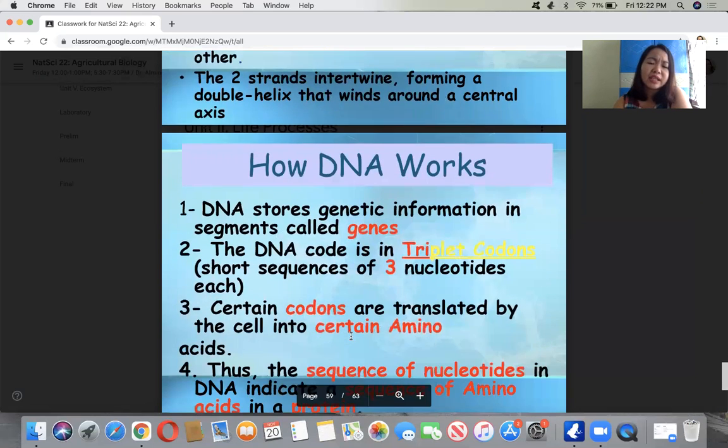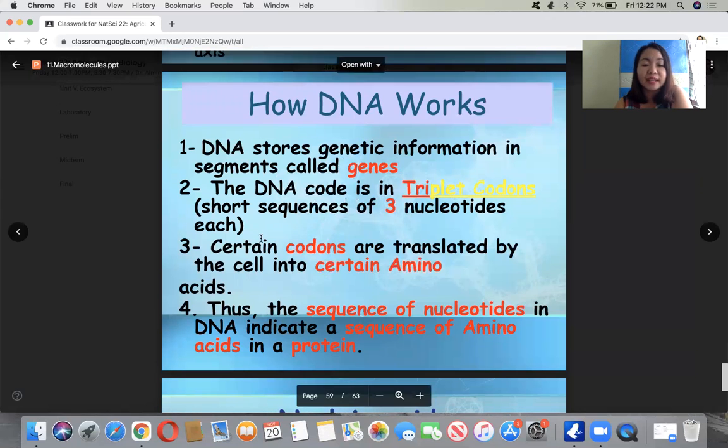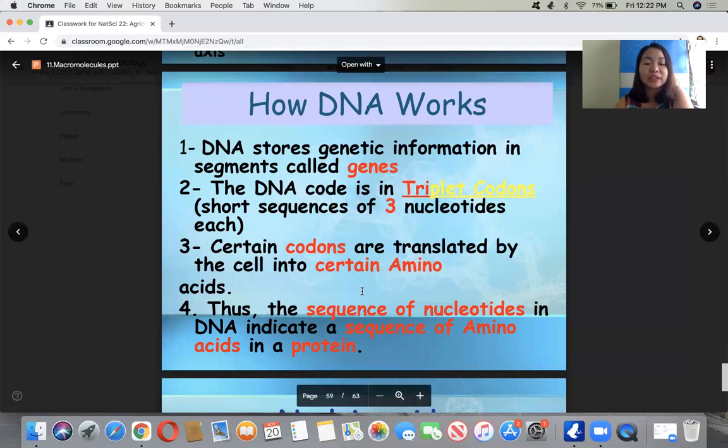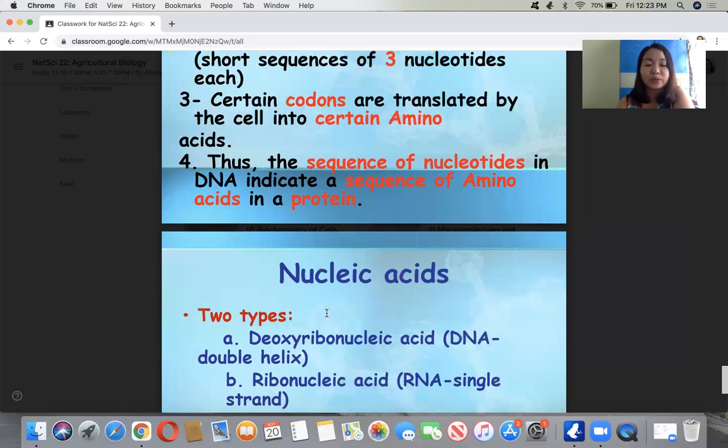So how does DNA work? DNA stores genetic information in segments called genes. The DNA code is in triplet codons, short sequences of 3 nucleotides each, and certain codons are translated by the cell into certain amino acids. Thus, the sequence of nucleotides in the DNA indicates a sequence of amino acids in a protein.